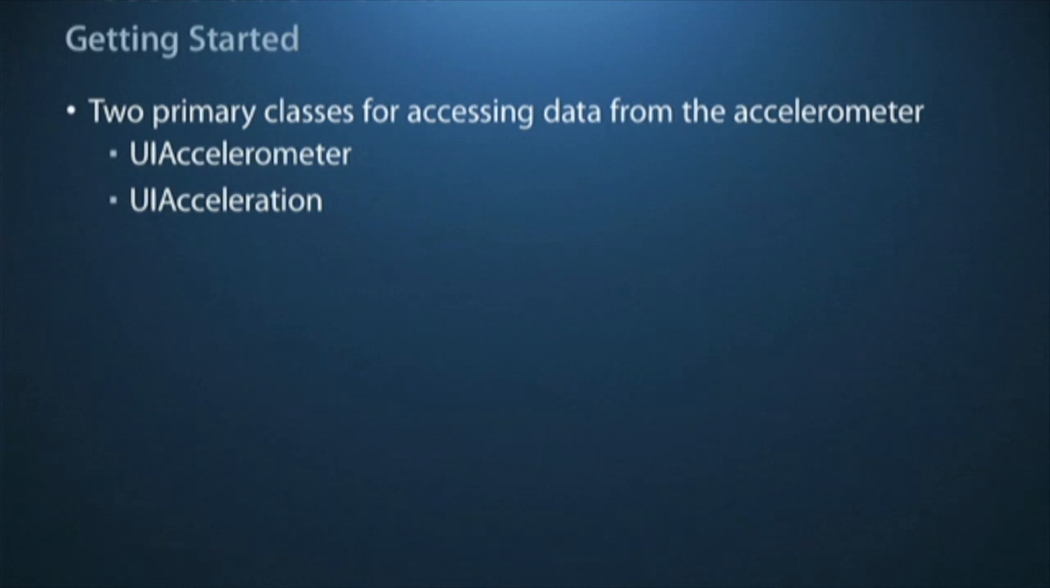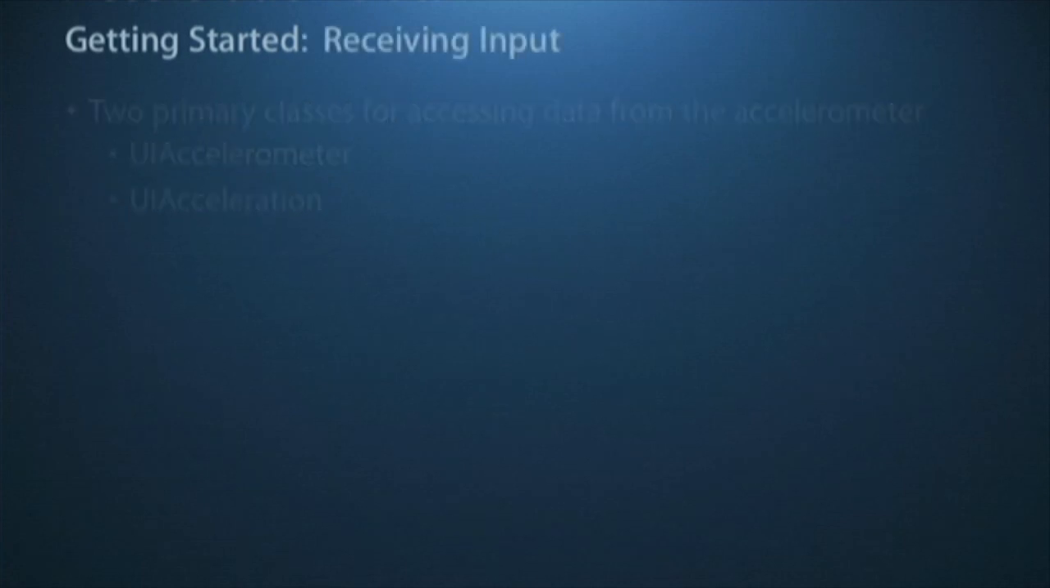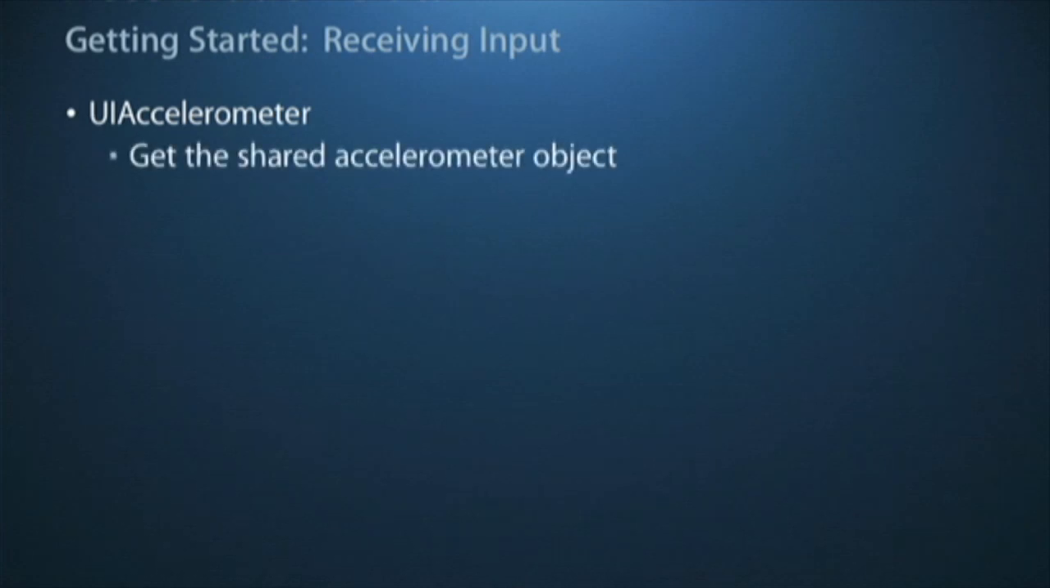So now that you have an idea of what accelerometer data might be useful for and what kind of data is available, let's talk about the 2 primary classes that you'll be using to access this data in your code: UI accelerometer and UI acceleration. Getting data from the accelerometer is really easy. There are basically 3 steps to begin utilizing this type of data in your application. First, get the shared accelerometer object.